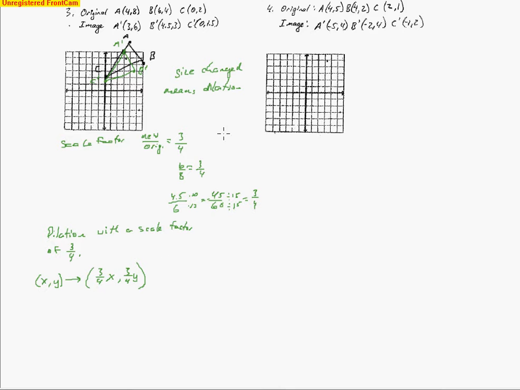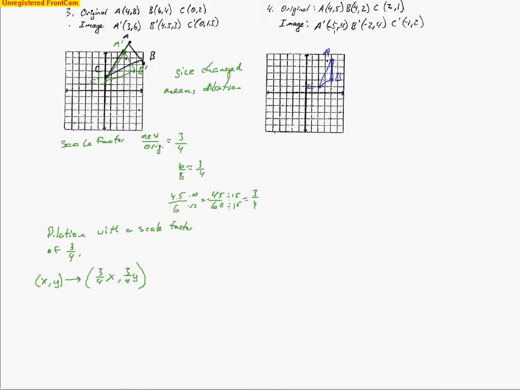So let's take a look at the last one here, and we'll go ahead and plot the points real quick. Over 4 spaces, 2, 3, 4, up 5, 1, 2, 3, 4, 5. So that's going to be A. B is over 4 up 2 spaces, and C is over 2 up 1.